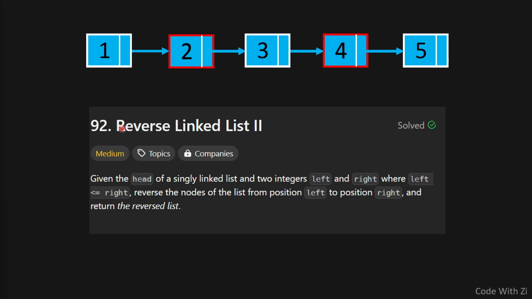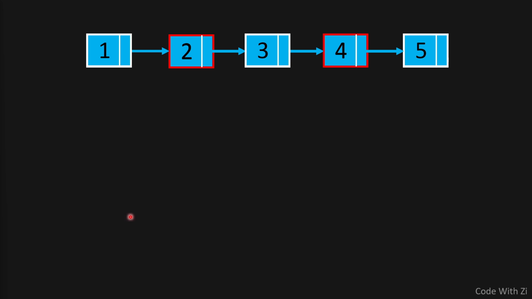As you can see, it says, given the head of a singly linked list and two integers, left and right, where left is smaller or equal to right, reverse the nodes of the list from position left to position right. So basically, this part, we have to reverse this part. And then at the end, we have to return the reversed list. Okay, let's see how you can solve this.